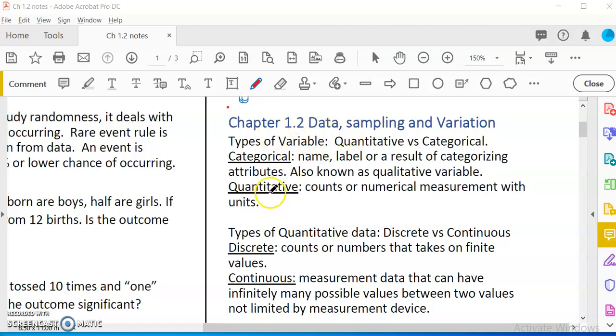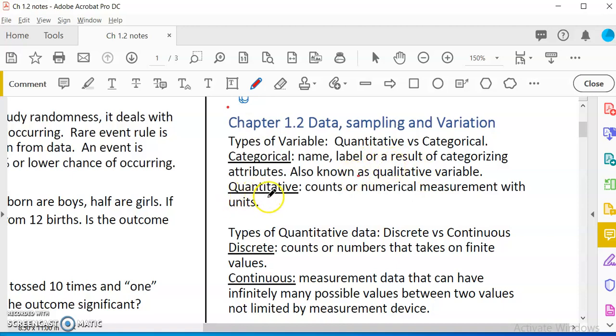So first, types of data. If you collect a data variable, it could be quantitative or categorical. The first way to classify them is the nature of the data. Categorical usually refers to a name, a label, or categories. They are also known as qualitative data. It's the quality of your subjects.